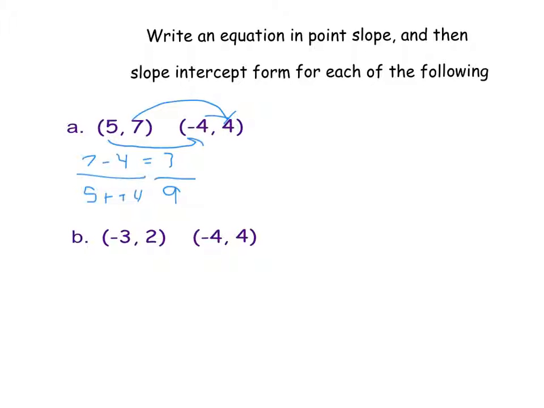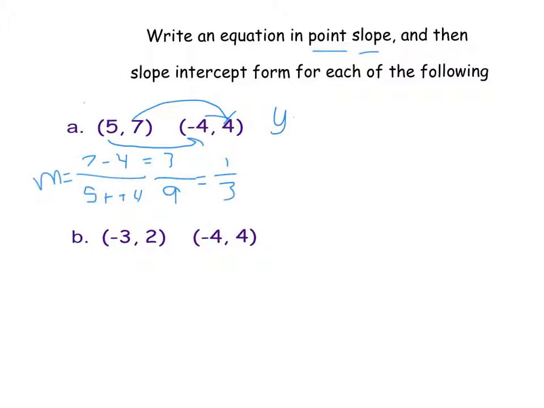So now I have 3 over 9, which is 1/3. So now I know my slope. And I can go from there. When you're writing something in point-slope form, it does not matter which one you choose. You could choose to use this one, you could choose to use this one. It really does not matter. Both would be correct. So I'll just do the first one.